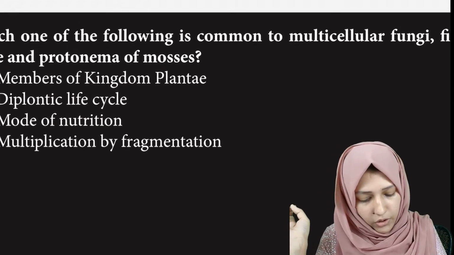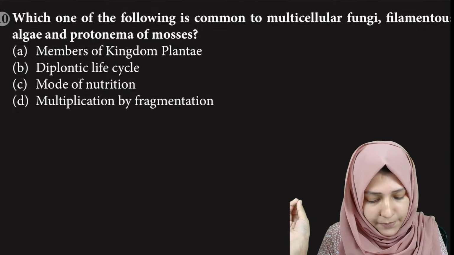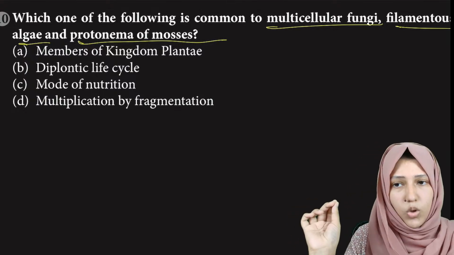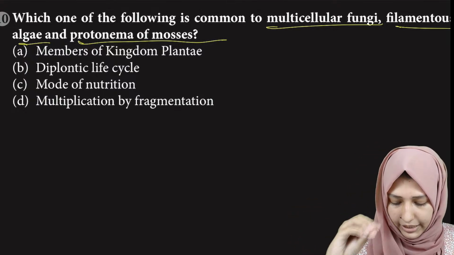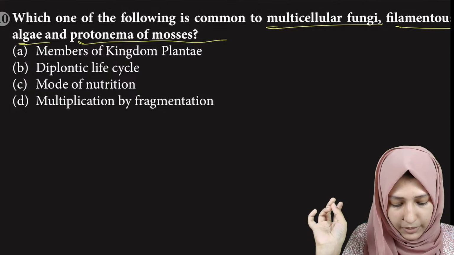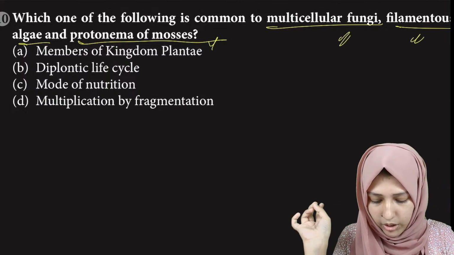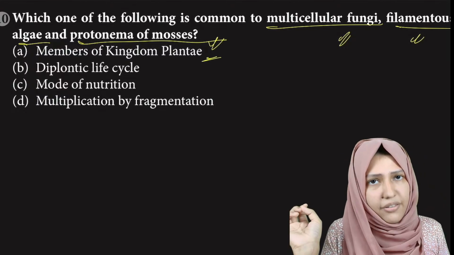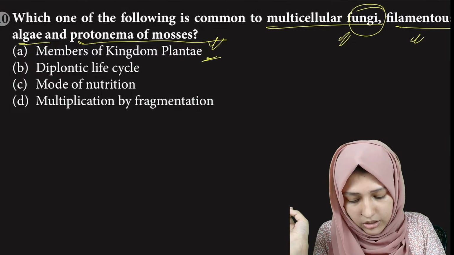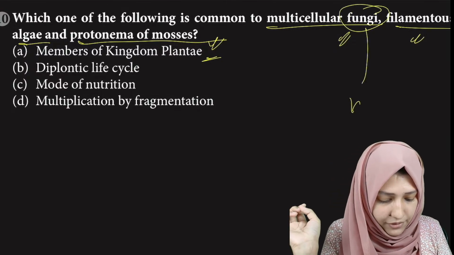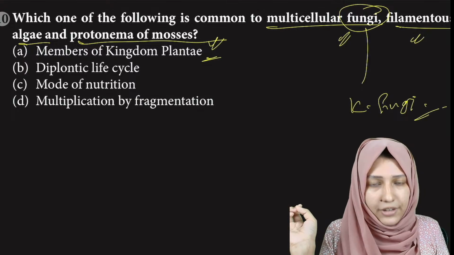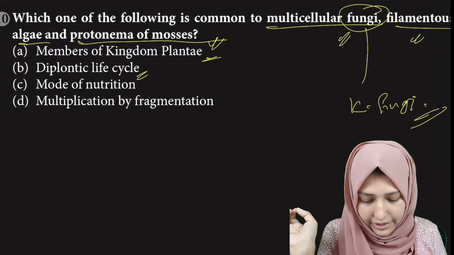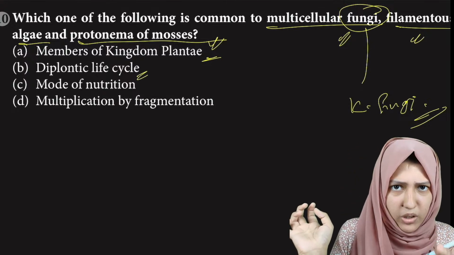Okay, which one of the following is common to multicellular fungi, filamentous algae and Protonema of mosses? Okay, what is the character which is similar to all these? Okay, these are members of kingdom Plantae. Is it right? Fungi is not a member of kingdom Plantae. Fungi itself is a kingdom, kingdom fungi. Then coming into diplontic life cycle. Does everyone have diplontic life cycle?